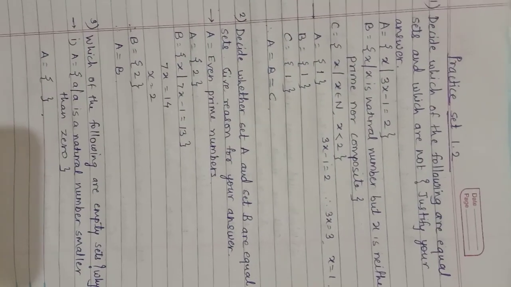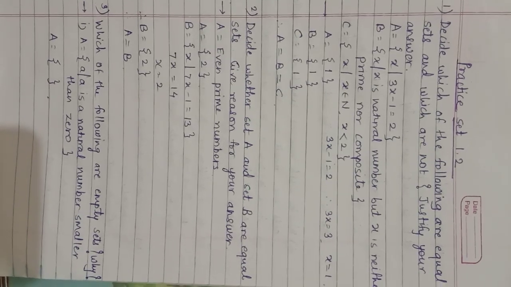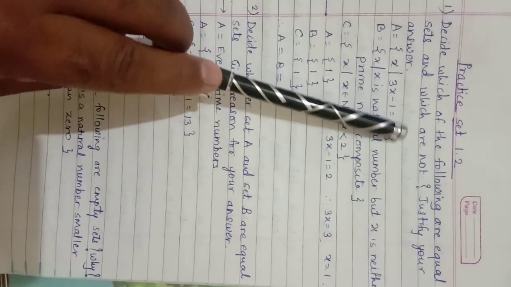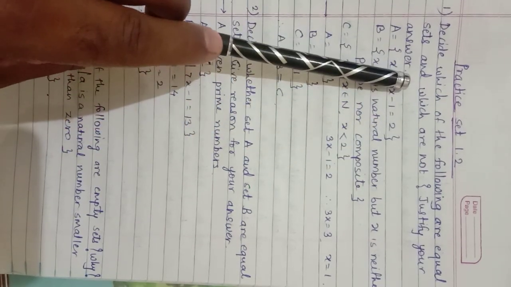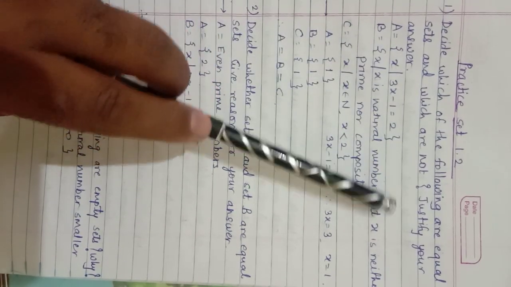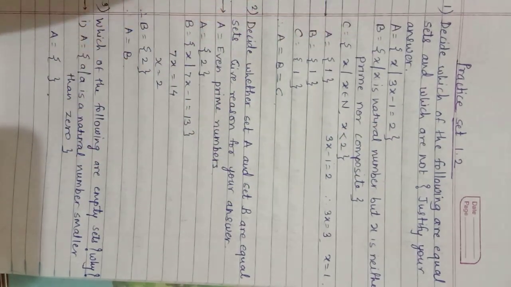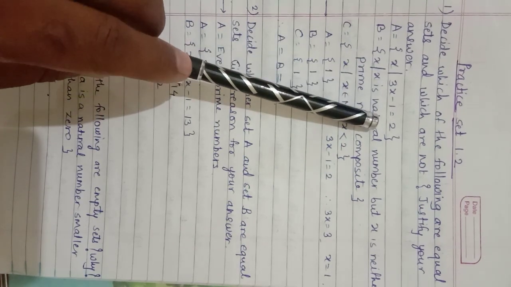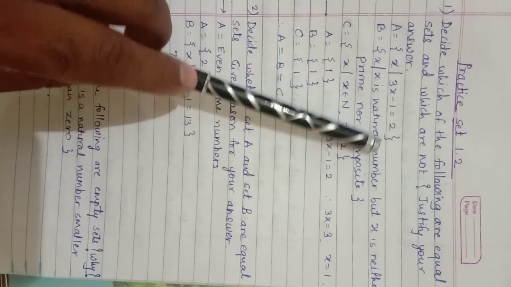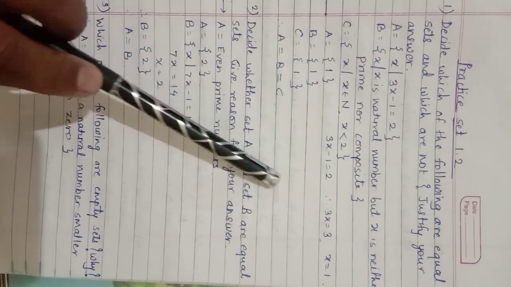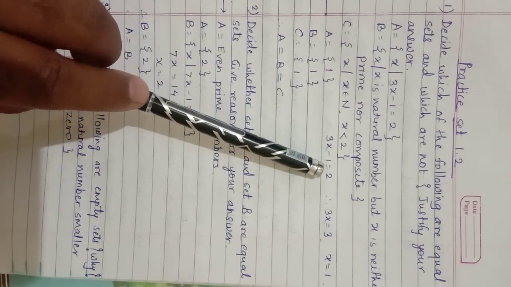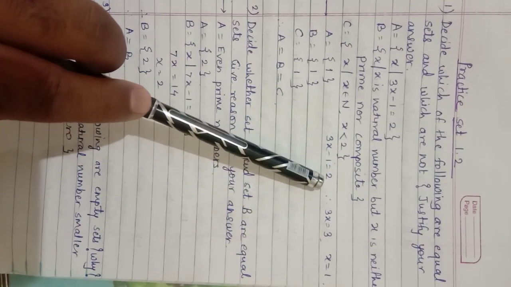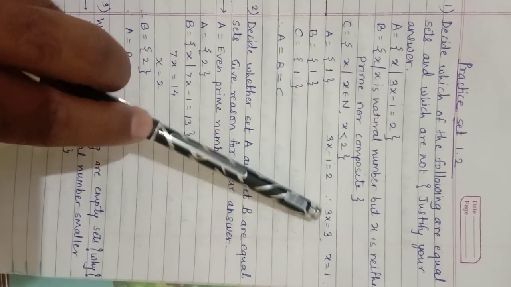So we start practice set 1.2. First example: decide which of the following are equal sets and which are not. We have to justify our answer. Now set A is given as {x such that 3x minus 1 equals 2}. If we simplify this equation, 3x minus 1 equals 2, so we get 3x equals 3. We shift the minus 1, so it is plus 1. So we get x equals 1.